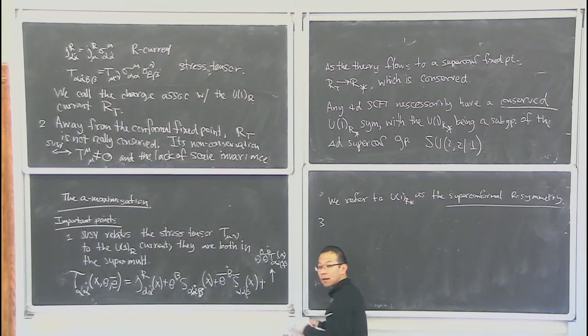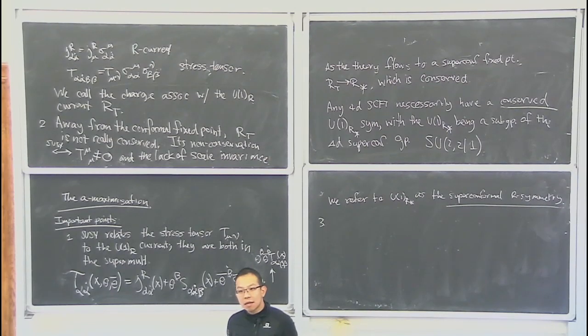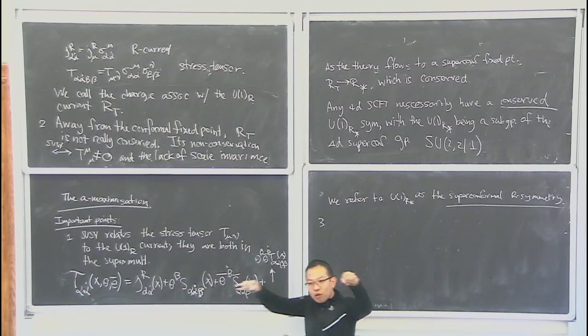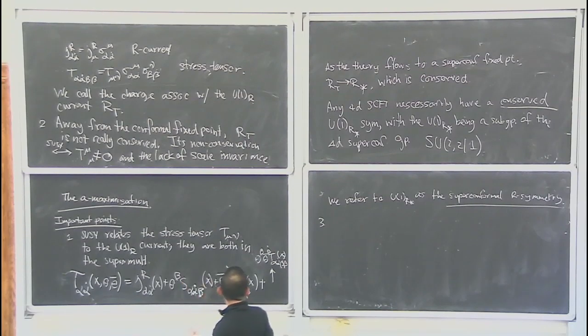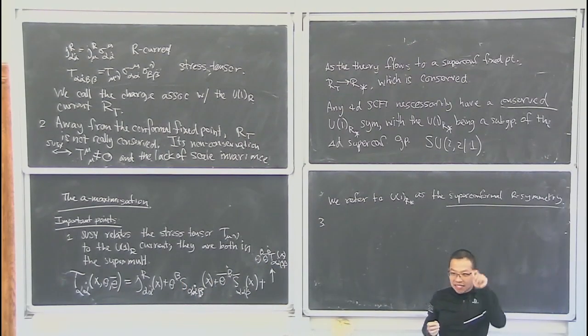Can I ask a question? Usually we have anomaly matching on a flow. So what I understand is that the R current in that multiplet continuously changes on the flow. That's right. It's not a conserved current, and it's not always the same current that enters. That's the point. There can be many choices in general in a non-supersymmetric theory, and this is not unique at all. But when you have a superconformal point, it is the current U(1)_R star.